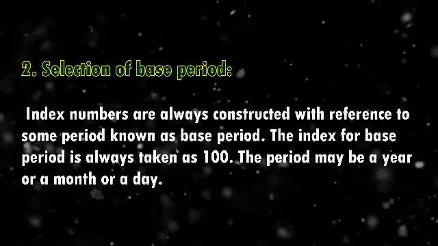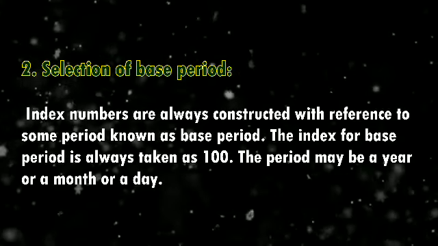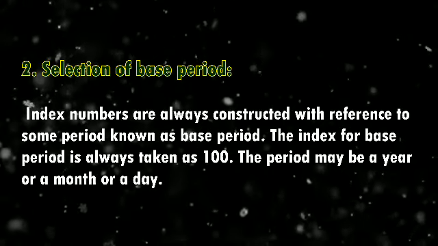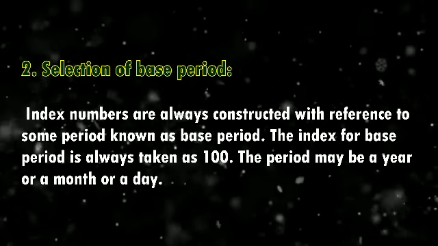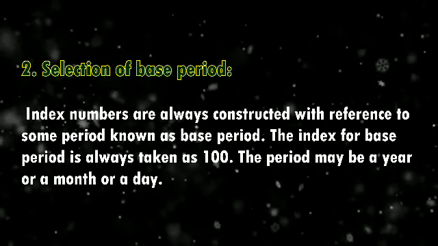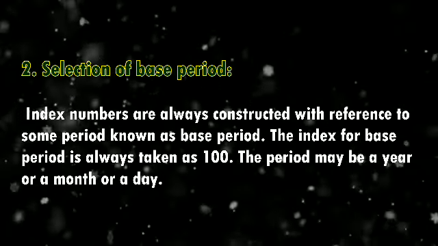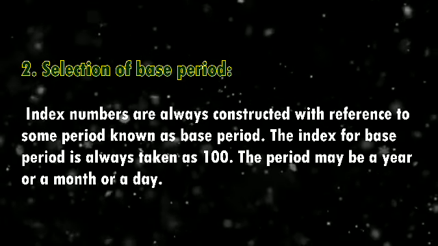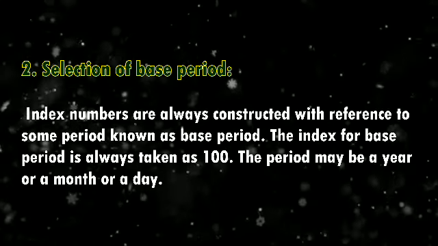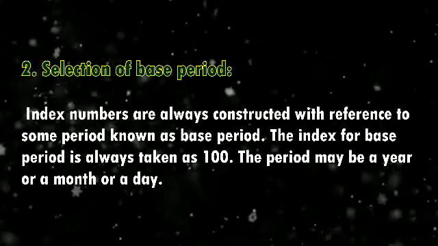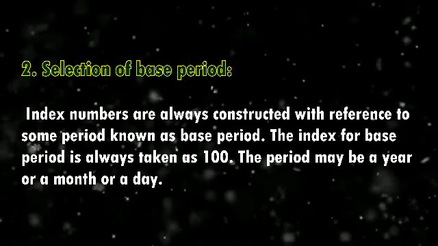Second step, selection of base period. Selection of base year is another problem in the construction of index number. Index numbers are always constructed with reference to some period known as base period. The index number for a particular future year is compared against a year in the near past, which is called a base year. The index for the base period is always taken as 100. The period may be a year or a month or a day.